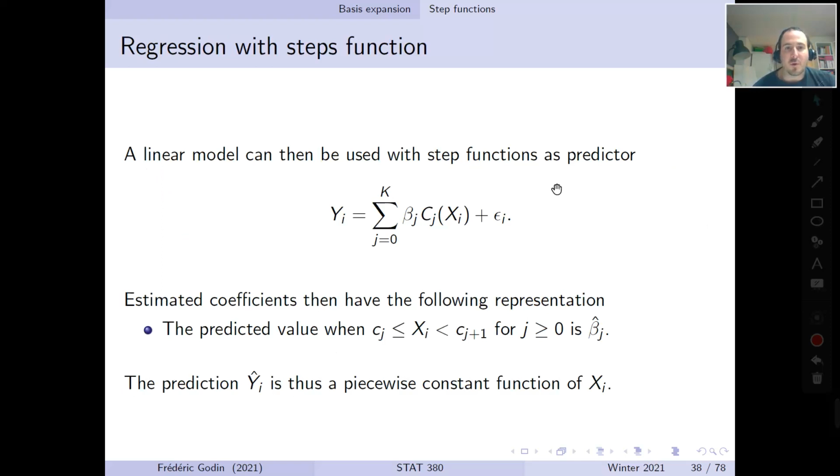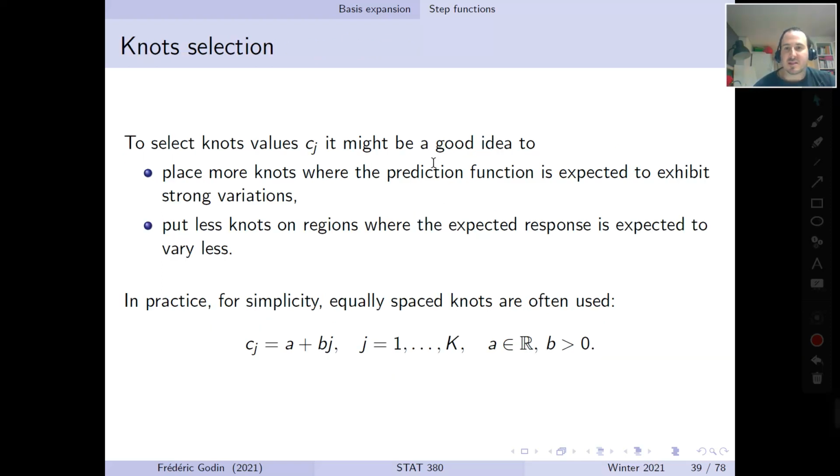So now one question is, if you want to have this piecewise prediction function, you must select the knots. So how do you select the knots in practice? Well, this is a very good question. So the idea, if you wanted to do that optimally, you would probably place more knots where the prediction function is expected to exhibit more strong variation, and put fewer knots in regions where the response is expected to vary less.